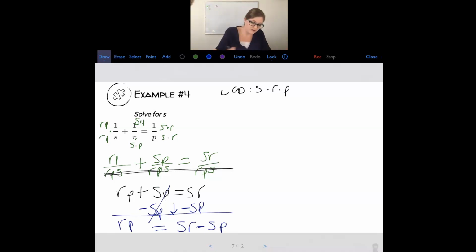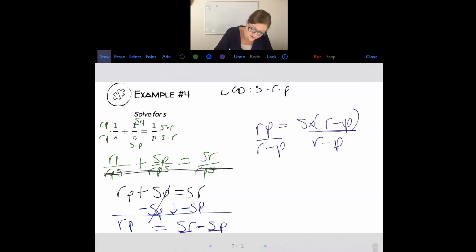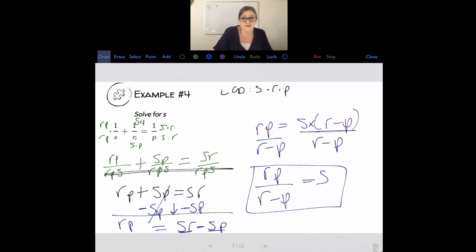Okay? So notice on the right-hand side, both terms have an s in them, which means that s is the greatest common factor, and I can factor it out. So I have rp is equal to s times r minus p. Okay, this is multiplication, so remember we can divide both sides by r minus p. So we have rp over r minus p is equal to s. And this is our final answer.